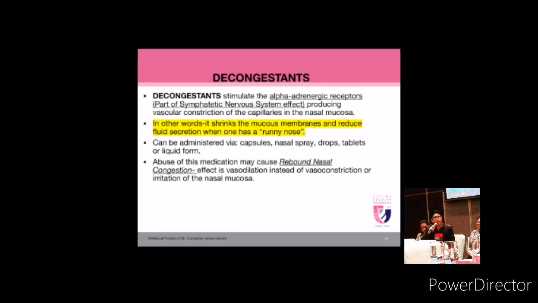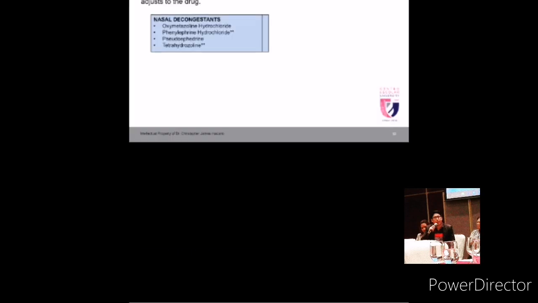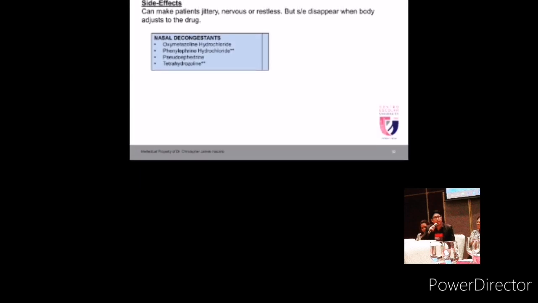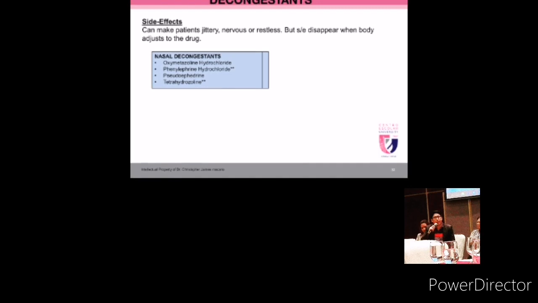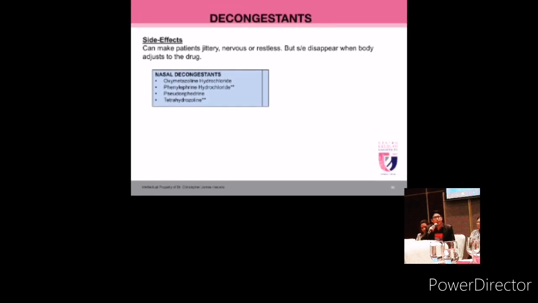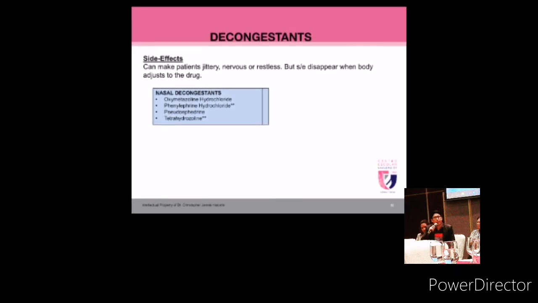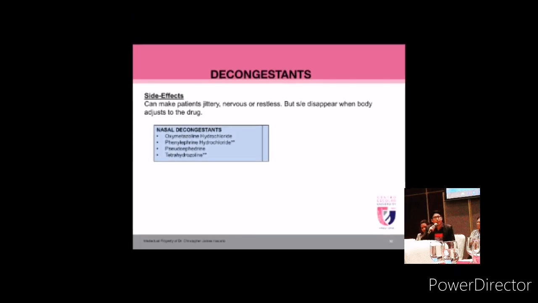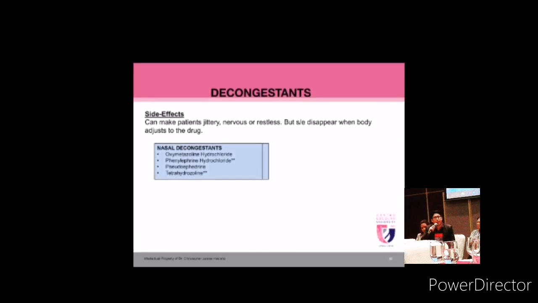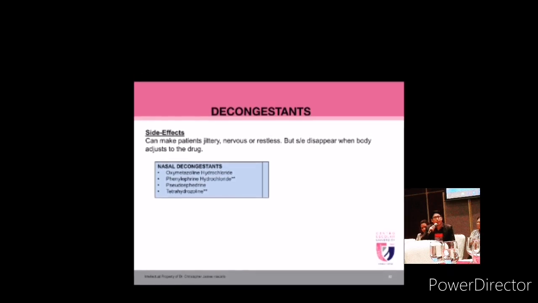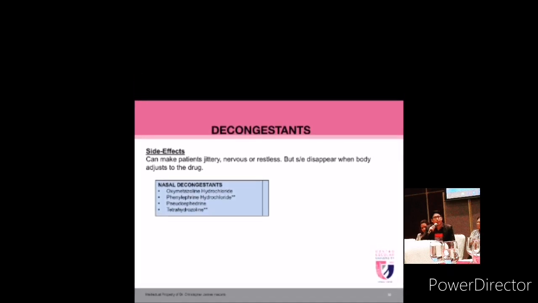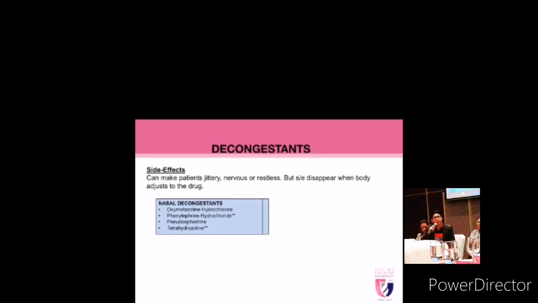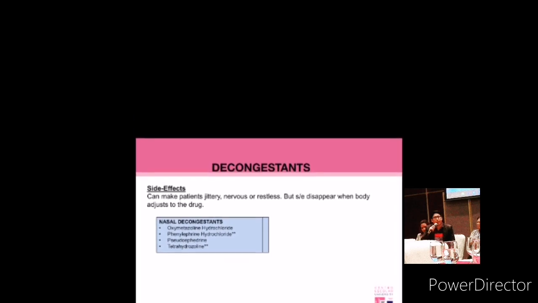Imbis na vasoconstriction, vasodilation yung nangyayari. Okay? And the side effects can make patients jittery, nervous, or restless, but disappear when body adjusts to the drug. So, yung common dito is yung phenylephrine hydrochloride, Nusep yan, and your tetrahydrozoline.